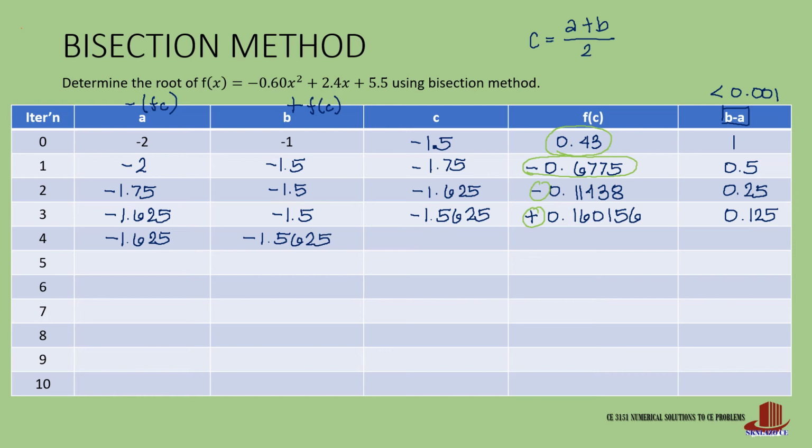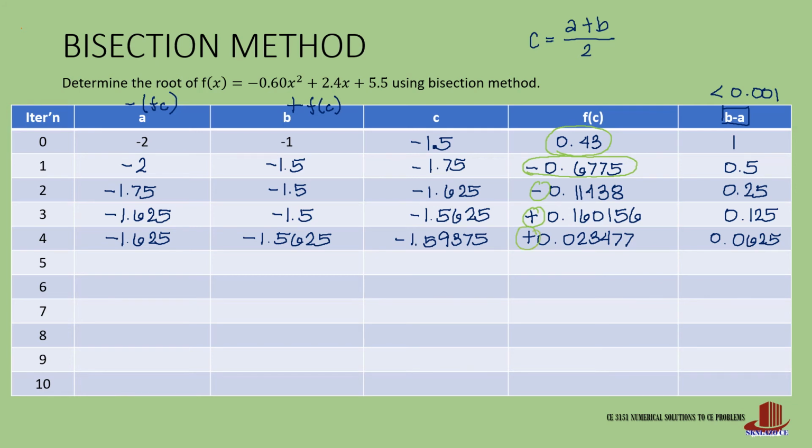And taking their average, we arrive at 1.59375. If we are going to plug this value into the function, we get again a positive value, 0.023477, and b minus a is taken as 0.0625. Still a long way to go until we reach 0.001.